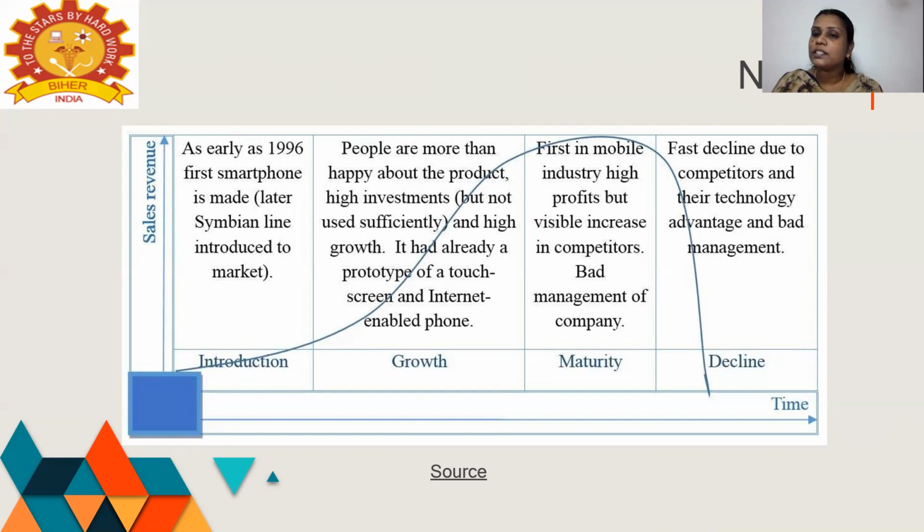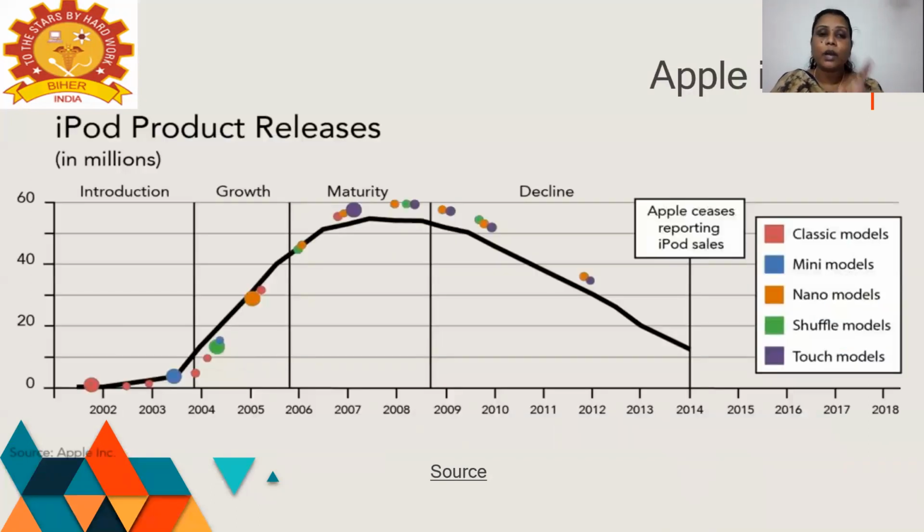So the decline stage is one stage which will usually be prolonged, because it is usually characterized by heavy competition. And Nokia saw, during the decline stage, heavy competition, technology advantage, and bad management. So this is Nokia's. Now we see the iPod's releases, where you see the classic models, the mini models, nano models, shuffle models, and touch models. So this is the product life cycle of the Apple iPod.